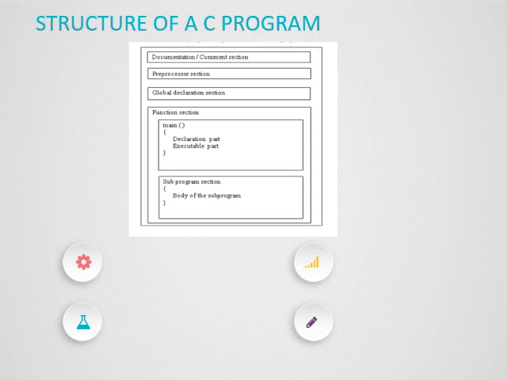Structure of a C program. A C program may contain the following four sections: documentation or comment section, preprocessor section, global declaration section, and function section. Of these, documentation or comment section and global declaration section are optional, others are mandatory. The documentation or comment section contains the comment lines giving the details about the C program, such as name of the program, the author name, and other details.